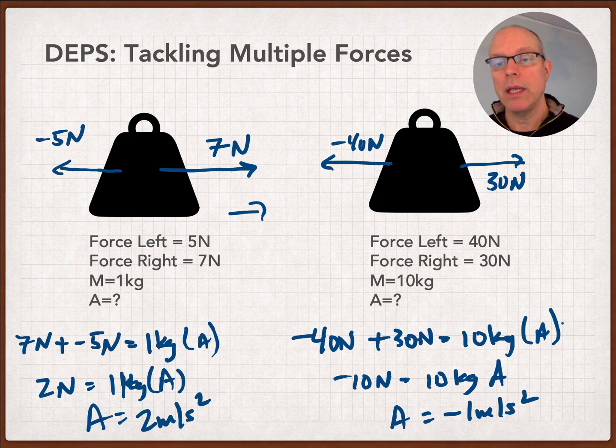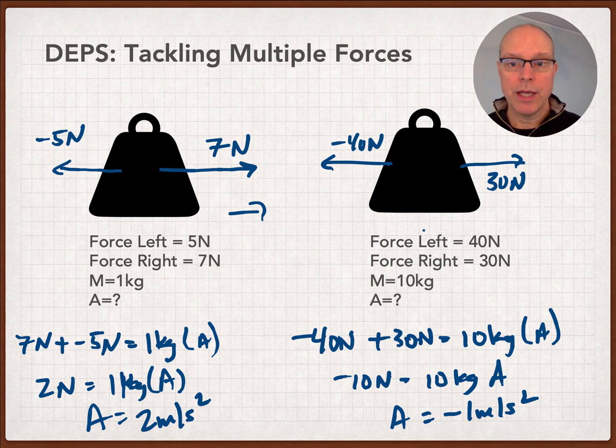What does that really mean? Notice there was a tug of war. We had 40 newtons going to the left, 30 newtons going to the right. Oh, acceleration came out to the left because it had a minus sign on it. So that's why it's important to stick with your pluses and minuses.